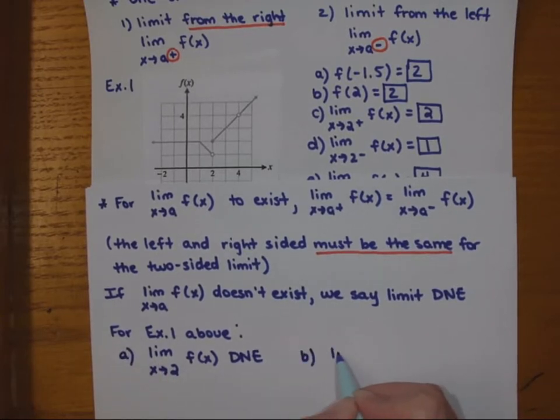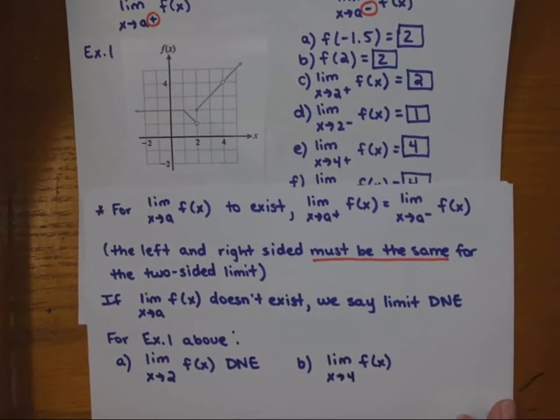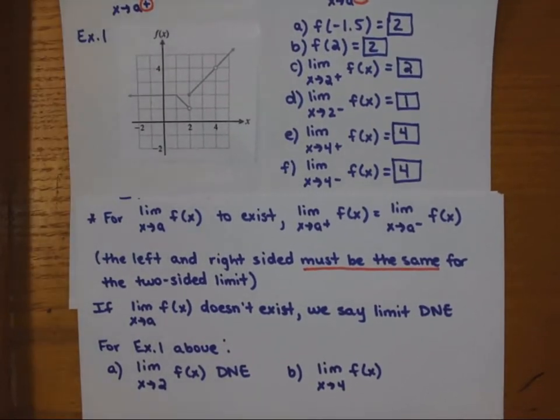Okay, but what if I asked you for the limit as x approaches 4 of this function f of x? And again, I'm looking up at example 1, so I'm going to slide this a little bit because we want to look at parts E and F for this one. So notice here, again, I'm being asked about the two-sided limit. If I approach 4 from the right, I get 4, and from the left, I get 4, which means the two-sided limit does exist and it's equal to 4.